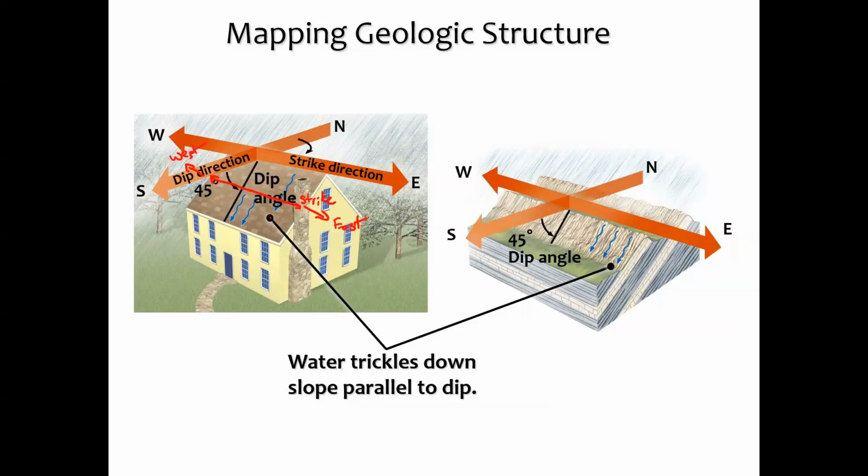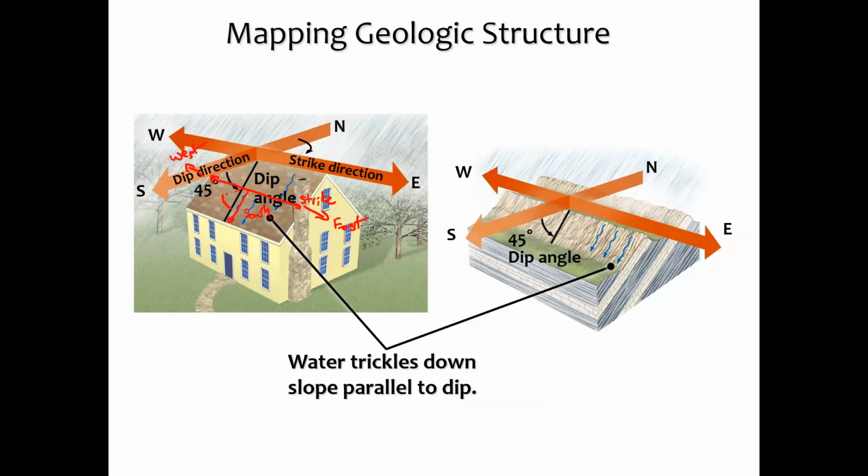The dip would be first the direction in which the rainwater runs, which is perpendicular to that. So the dip would be to the south. And then we could measure its angle with the horizontal, right? So if this roof is pretty steep and it's like a 45-degree angle here, we could describe that as a dip of 45 south.